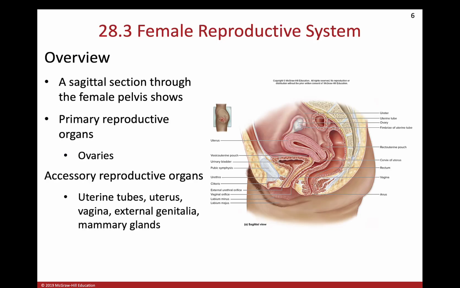Now, here we're starting off with the female reproductive system, and the first organ that we're going to address is going to be the ovaries. Here we see a sagittal section through the female pelvis, and we see the primary reproductive organs, and this screencast will continue to focus on the ovaries, follicular development, oogenesis, and the ovarian cycle. Now, the accessory reproductive organs would be the uterine tubes, the uterus, the vagina, external genitalia, and the mammary glands.